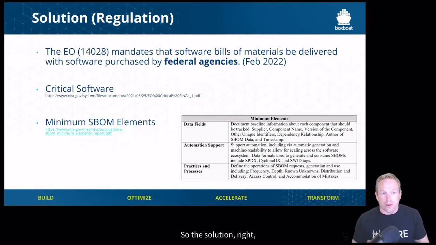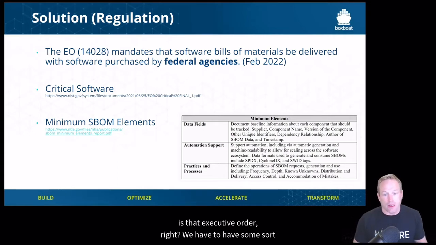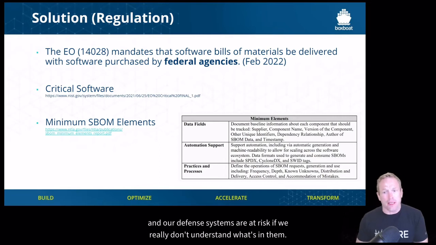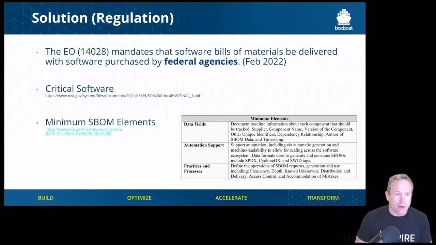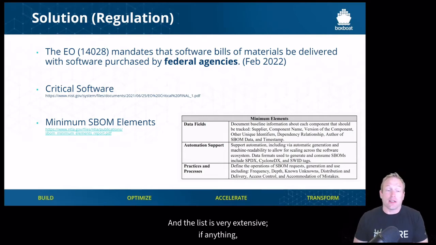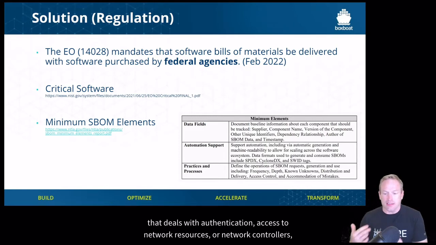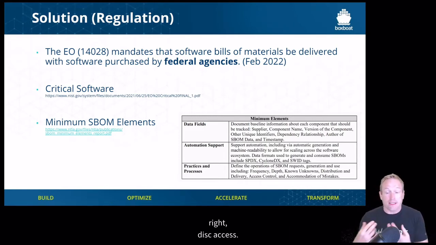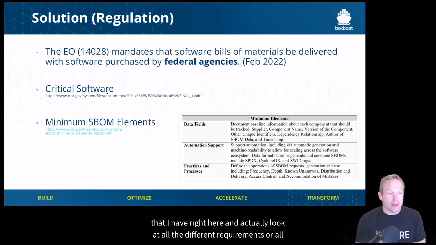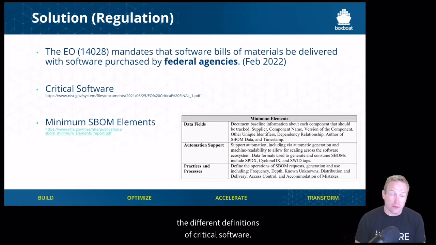So the solution is that executive order. We have to have some sort of regulation because our IT systems, our federal government and our defense systems are at risk if we really don't understand what's in them. So the NTIA and NIST recently defined what critical software is. And the list is very extensive. Anything that deals with authentication, access to network resources or network controllers, disk access. I encourage you to go look at the link that I have right here and look at all the different definitions of critical software.